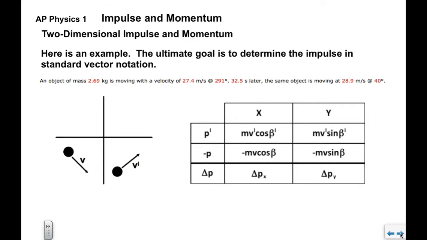You can look back at the old notes and the old videos if you need to. So here's an example of what a two-dimensional impulse problem looks like. The ultimate goal here is to determine the impulse on the object in standard vector notation. We have the object's mass here. We have its initial velocity in standard vector format. We're given a time interval, and then we're told that it's moving with a v prime, or a final velocity, sometime later.